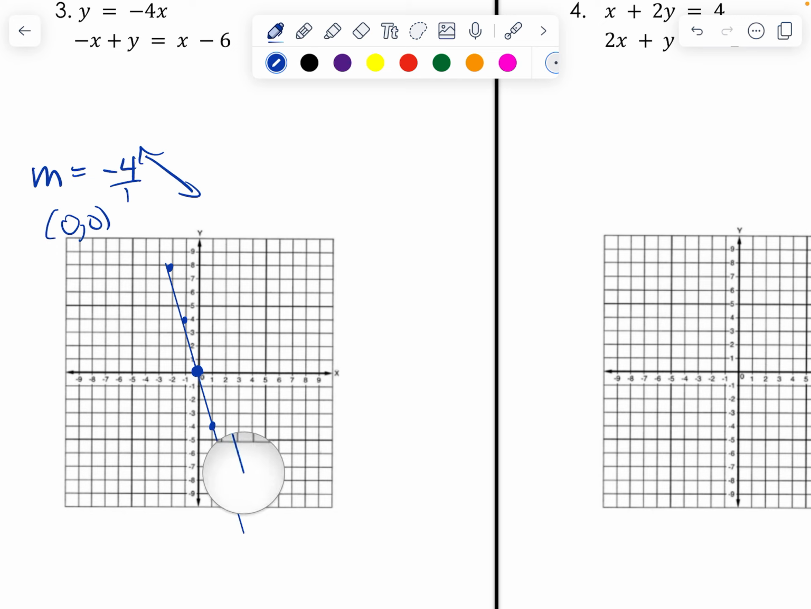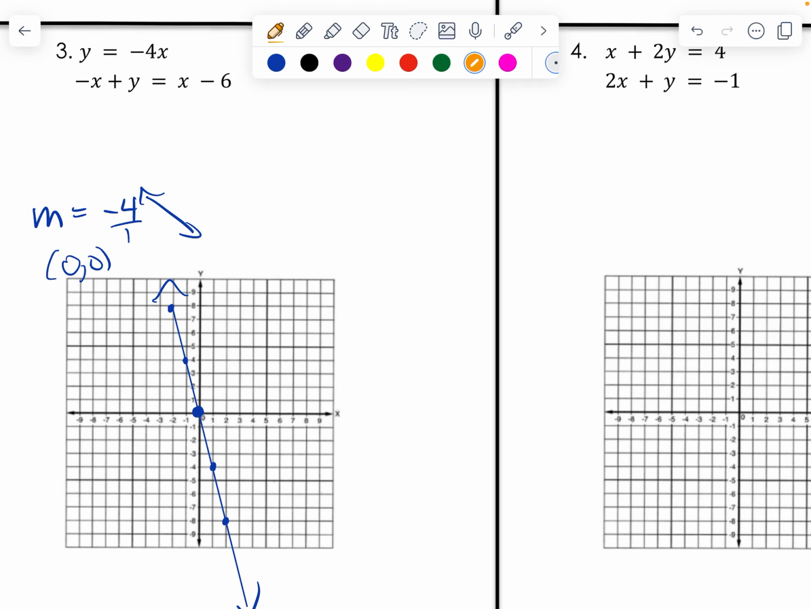I'm a little off on that line. That looks better. Okay. My other one, I do not have y equals. So I have to add an x to both sides. I get y equals 2x minus 6. My slope is 2. My y-intercept is -6.